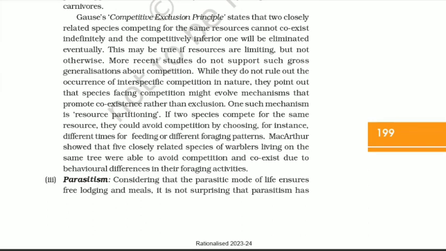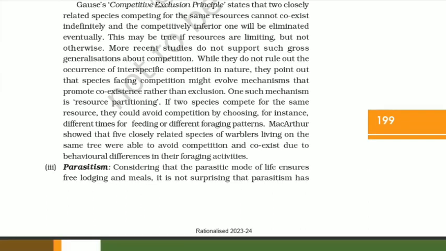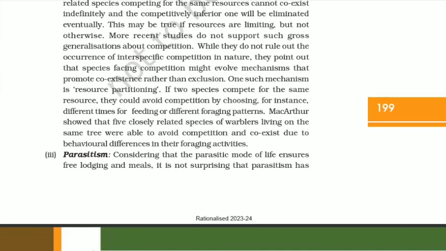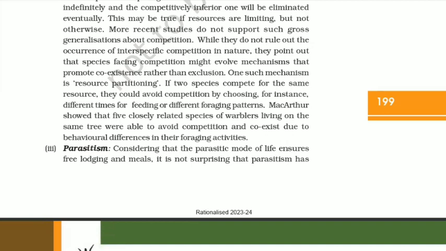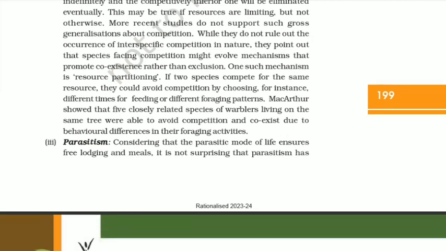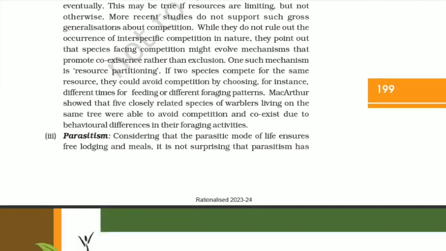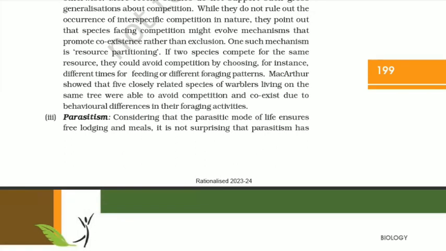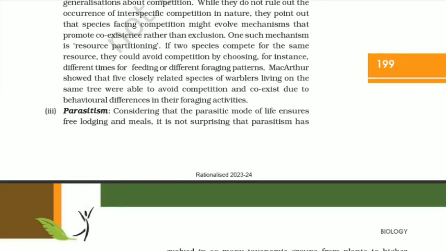Gause's competitive exclusion principle states that two closely related species competing for the same resource cannot coexist indefinitely, and the competitively inferior one will be eliminated eventually. This may be true if resources are limiting, but not otherwise. More recent studies do not support such gross generalization about competition, while they do not rule out the occurrence of interspecific competition in nature. They point out that species facing competition might evolve mechanisms that promote coexistence rather than exclusion.